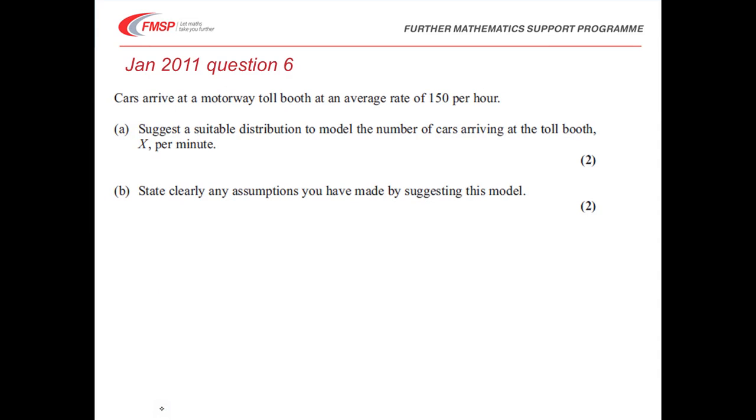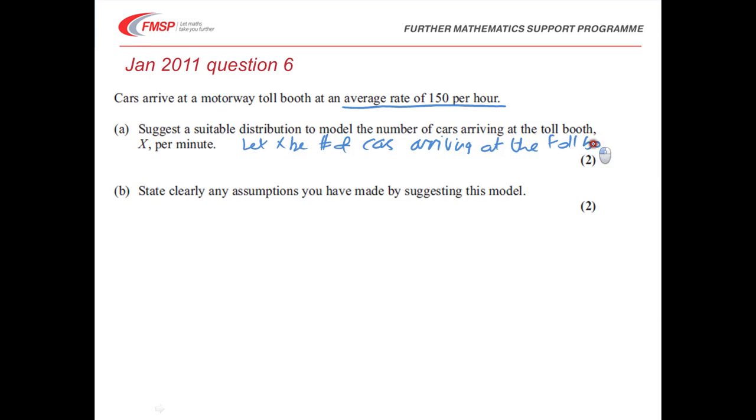So another question, January 2011, question 6. Cars arrive at a motorway toll booth at an average rate of 150 per hour. So again, we can see that we're dealing with some form of Poisson distribution here. So when it says suggest a suitable model, then that's what we're going to have. So we're told what x is, so we don't really need to define it, but it's always useful to anyway. So let x be number of cars arriving. Doesn't take long, but it's just worth always making sure that it's clear.